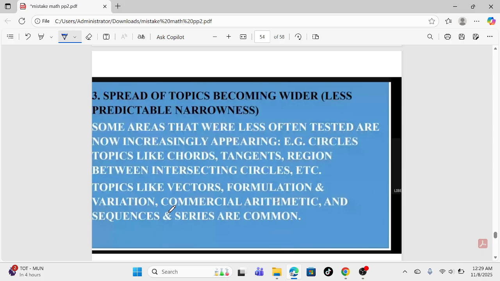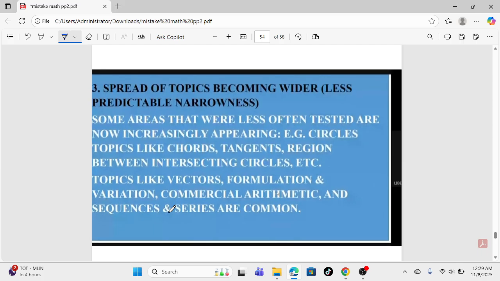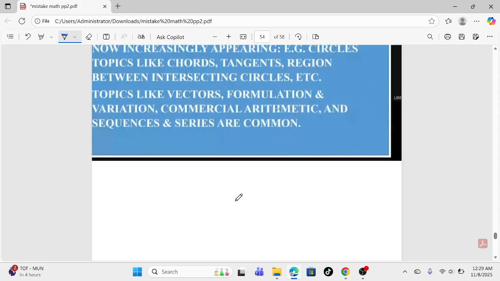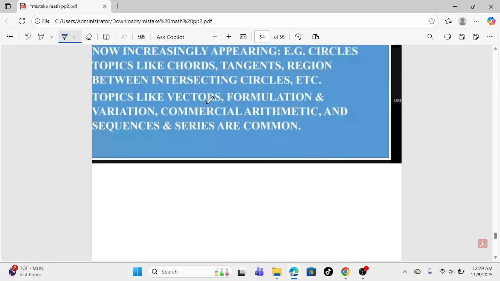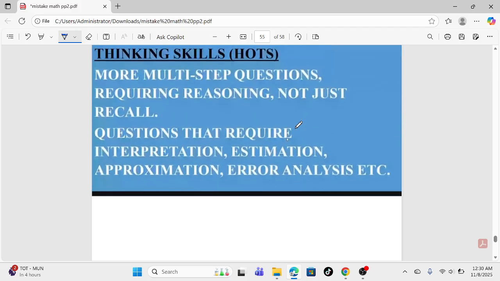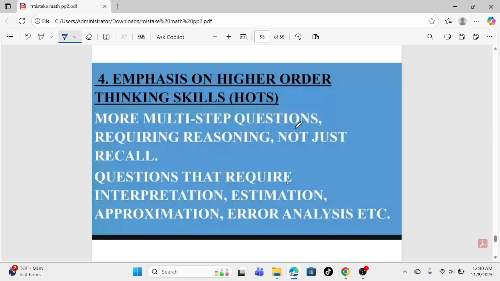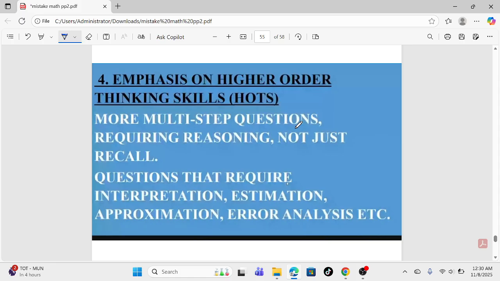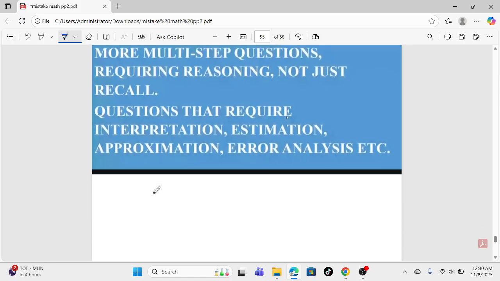Some areas that were less often tested are now increasingly appearing. For example, circle topics like chords, tangents, and regions, as well as intersection of circles. Also topics like vectors, formulae, variation, commercial arithmetic, and sequences and series are common. These are tested in every exam. There is also emphasis on higher order thinking skills, HOTS. What does that mean? More multi-step questions requiring reasoning, not just recall; questions that require integration, estimation, approximation, error, and analysis.